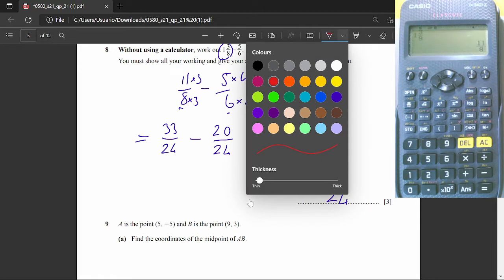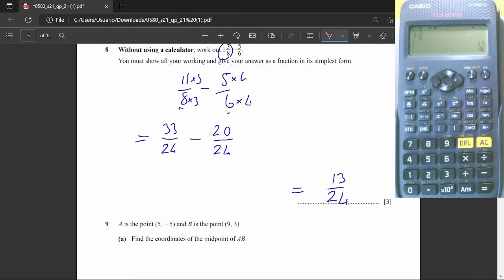Now that we have shown all the working, we can get full marks. We get a mark for changing the mixed fraction to improper fraction. We get a mark for getting a common denominator. And only after we got those 2 marks, we'll get a mark for our final answer.